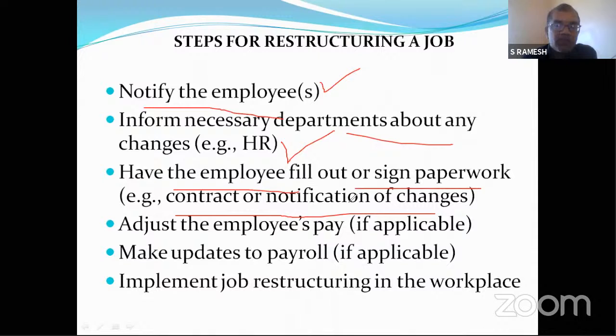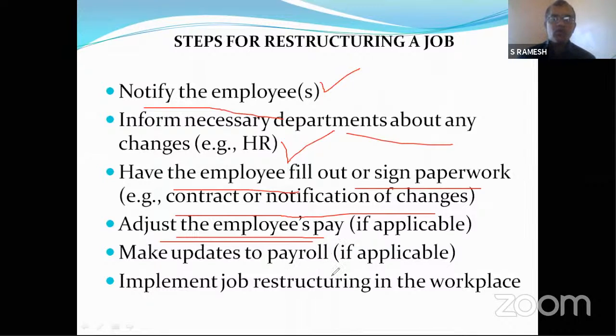Adjust the employees' pay also. If he is given a promotion because of restructuring, you have to adjust the employees' pay also. You are giving a higher order skill to him, but with the same payment, he will engage in conflict with you. He will bring employee unions. So in order to see to it that the conflict does not crop up, we have to adjust his or her pay also. Make updates to payroll.